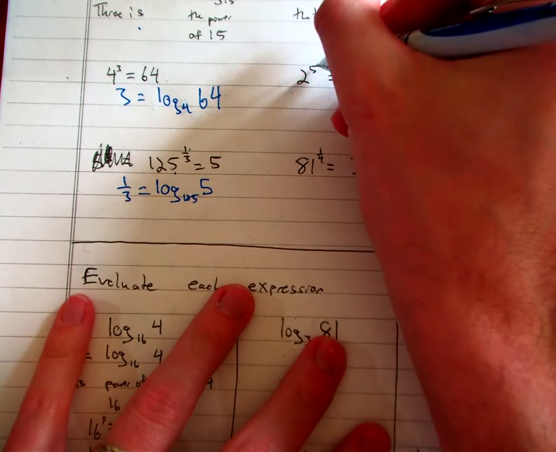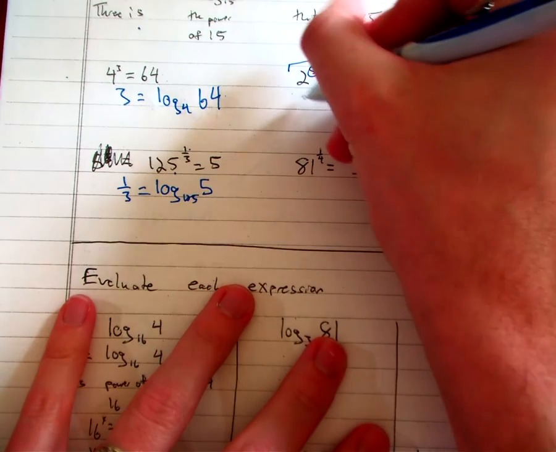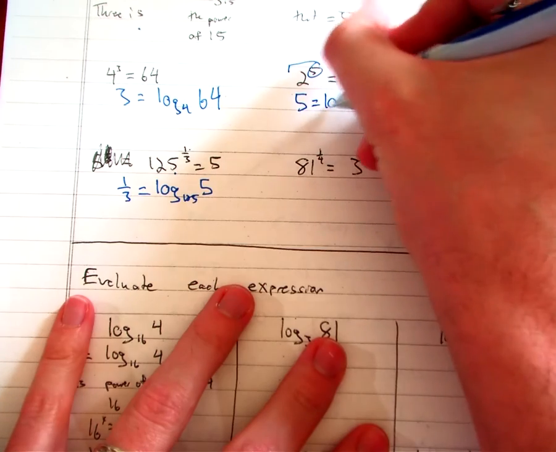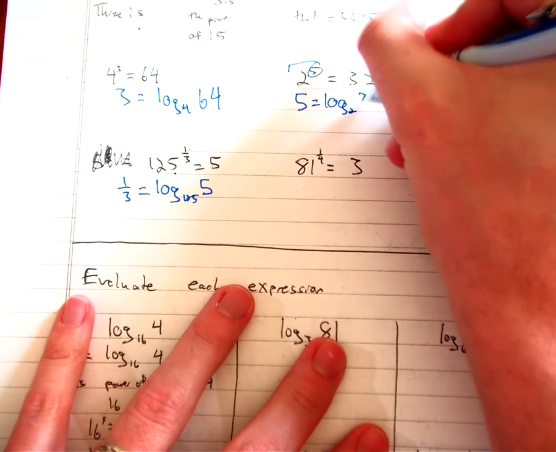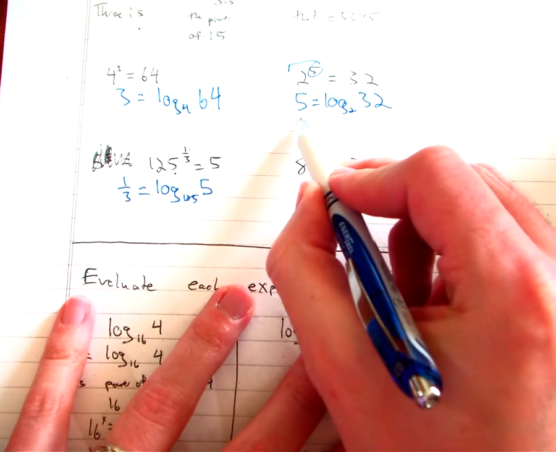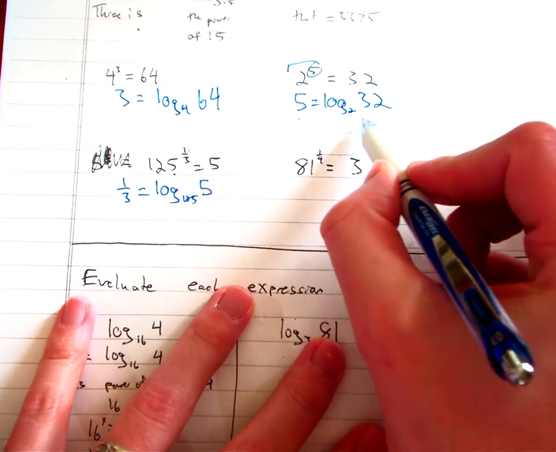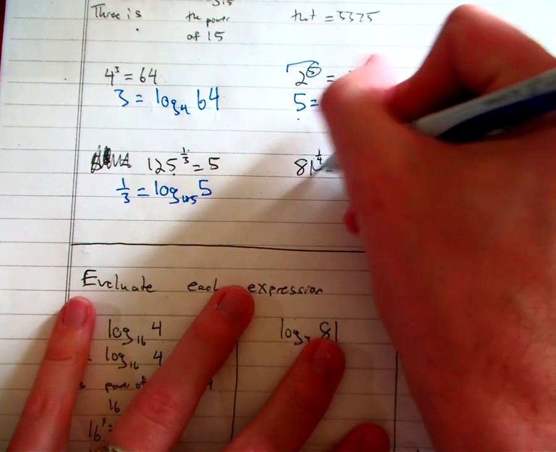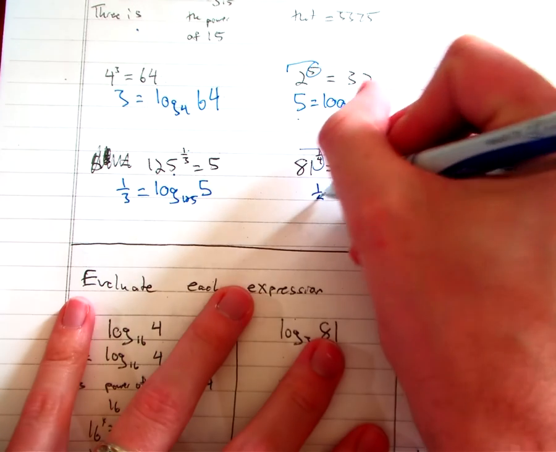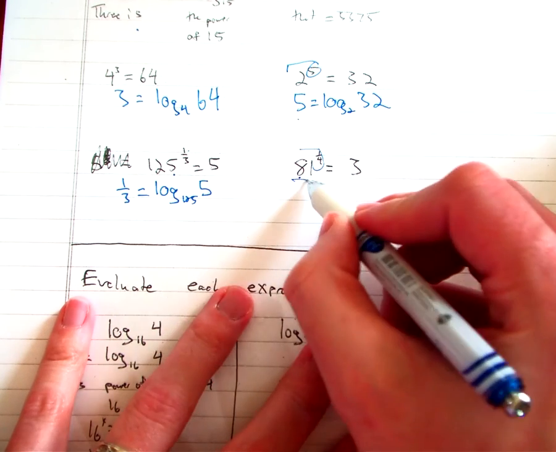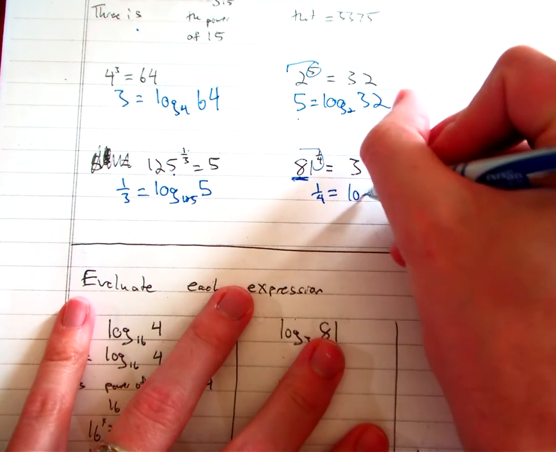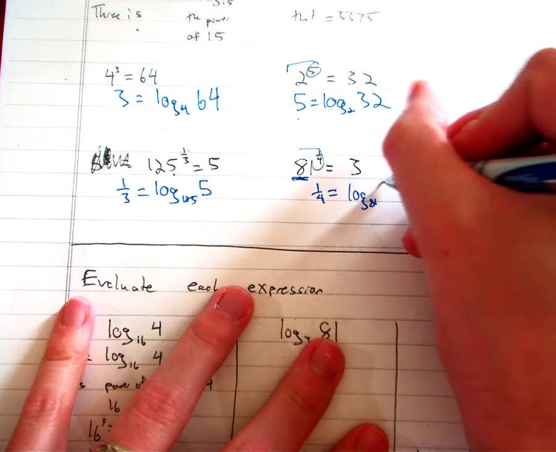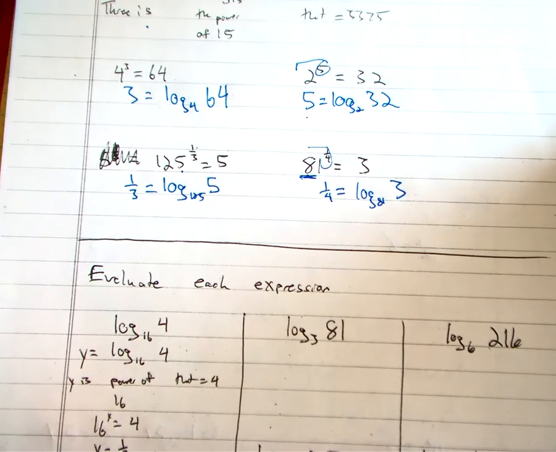All right, welcome back. Let's see how you did. Peel that exponent off in front. 5 equals log base 2 of 32. 5 is the power of 2 that would give me 32. The exponent is the answer. 1/4 equals log base 81 of 3.